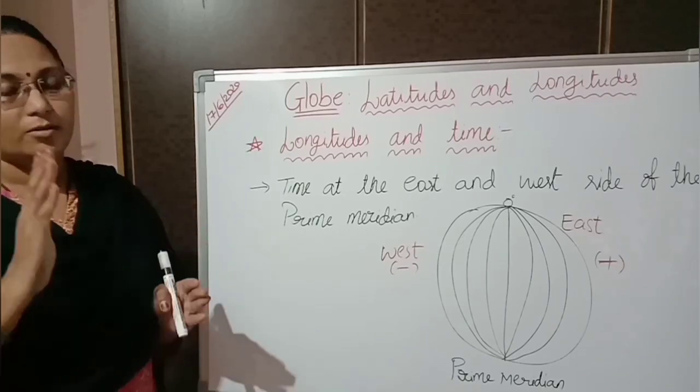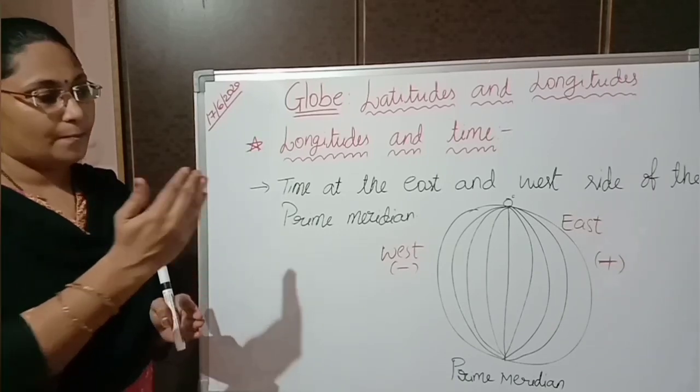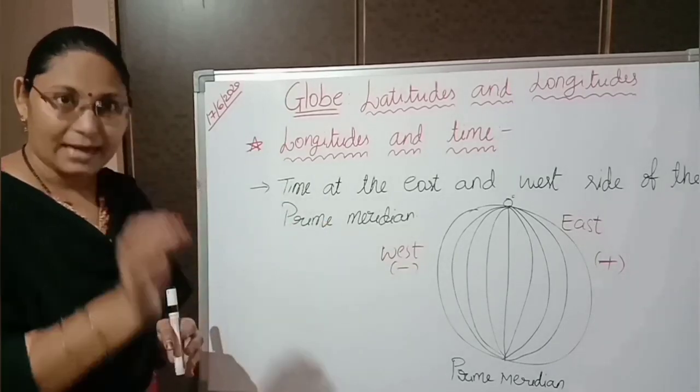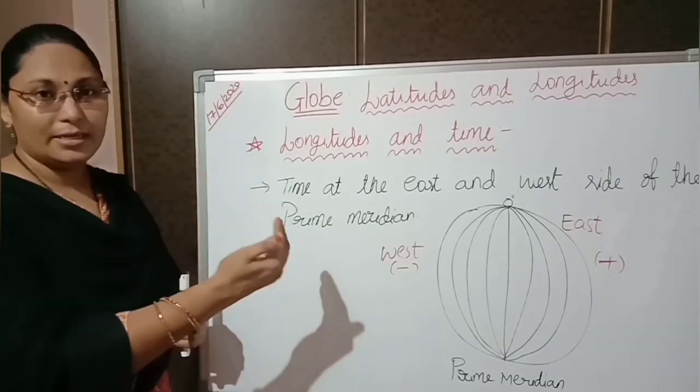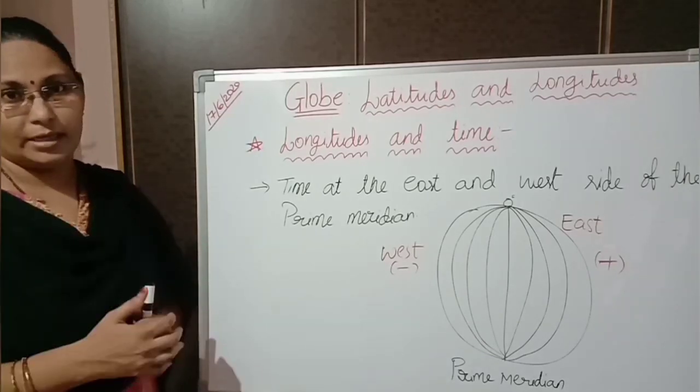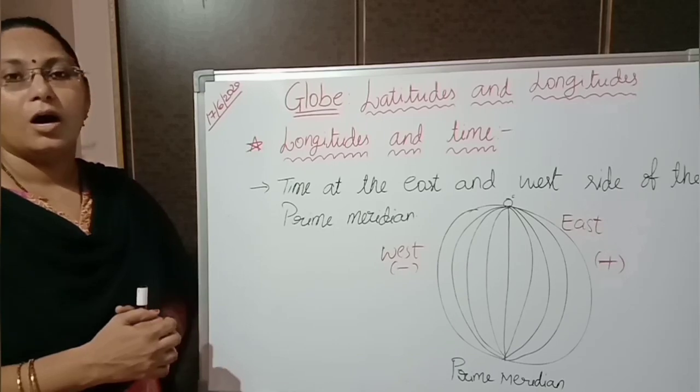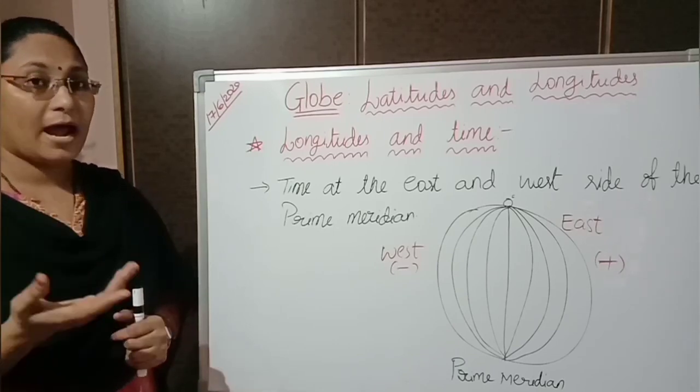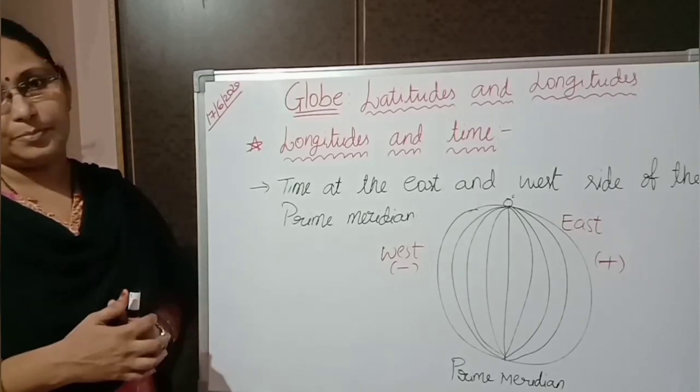Just remember, while we are moving from the prime meridian to the east side, add the time. While we are moving from the meridian to the west side, you have to subtract the time. So this is the basic point. Now I will tell you how much time we have to add and how much time we have to subtract.